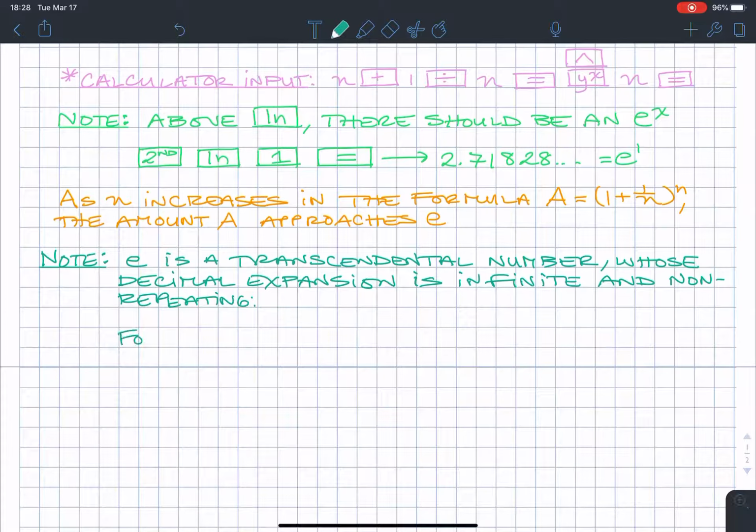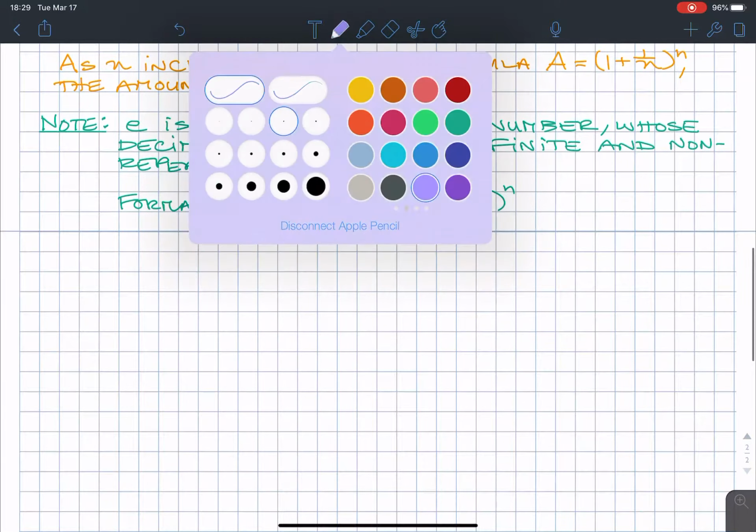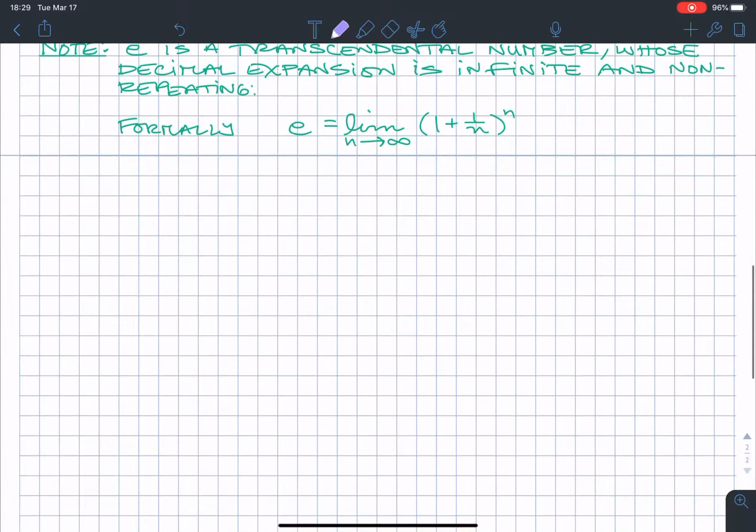So formally, and you don't need to understand this, but this is how we define E in calculus. We say that the limit as n increases towards infinity of the quantity 1 plus 1 over n raised to the n is equal to E. I hope that makes sense. So let's continue on, and let me define it formally as continuously compounded interest.